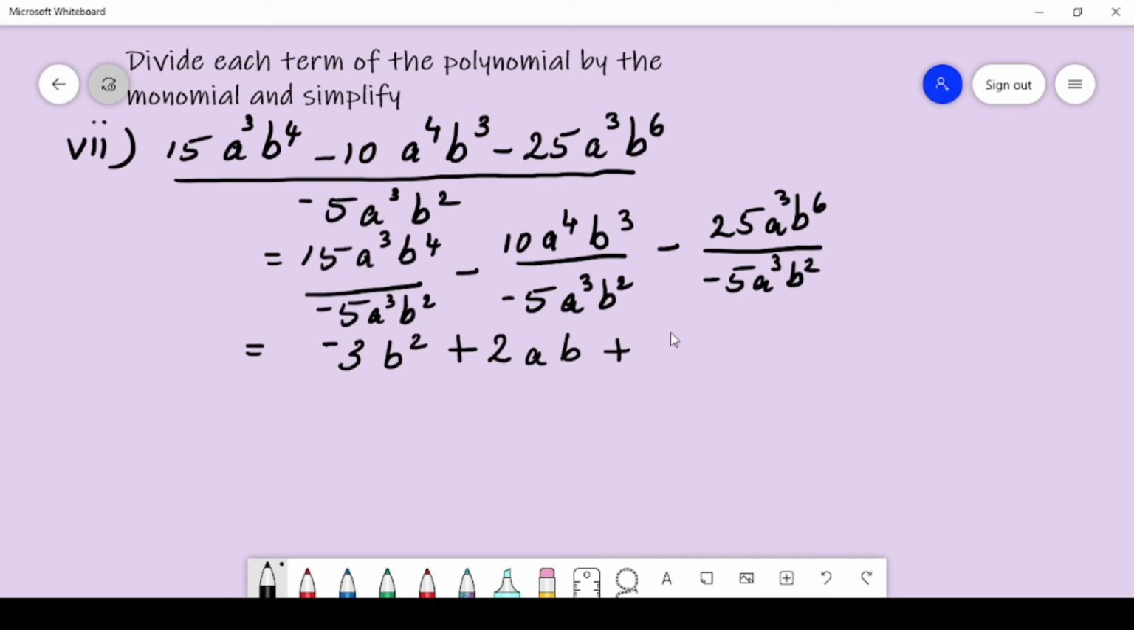Then 25 by 5, 5. a cube minus a raised to 3 minus 3 will come, isn't it? So that is a raised to 0. a raised to 0 means 1. Then b raised to 6 minus b raised to 2, how much you will get? b raised to 4 will come. So our answer is minus 3b square plus 2ab plus 5b raised to 4. Hope it is clear for all.